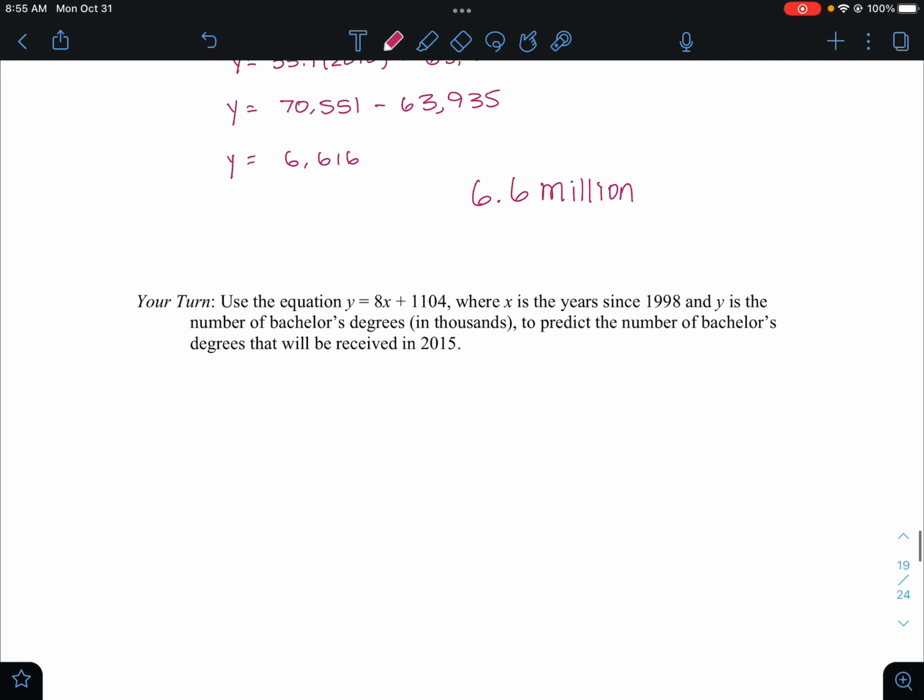All right, so last your turn, take a moment, look at this, and then come back and check. The one thing I will caution you on, it says X is years since 1998. So we're not just plugging in 2015. We actually have to find how many years is 2015 from 1998.